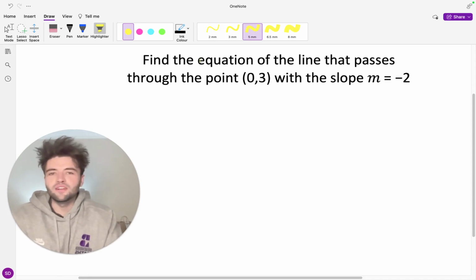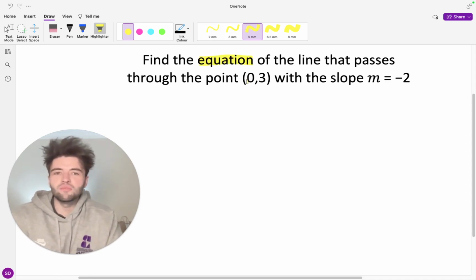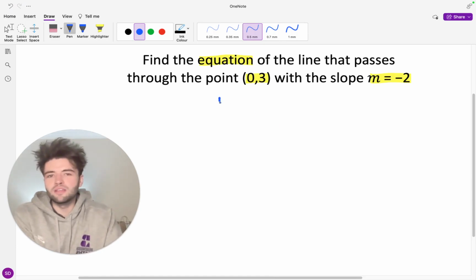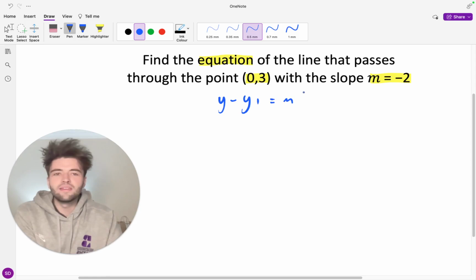So here we're asked to find the equation of the line that passes through the point 0, 3 with the slope m equal to minus 2. And to do this, there's going to be a formula in our log tables, which is going to be y minus y1 is equal to m times x minus x1.